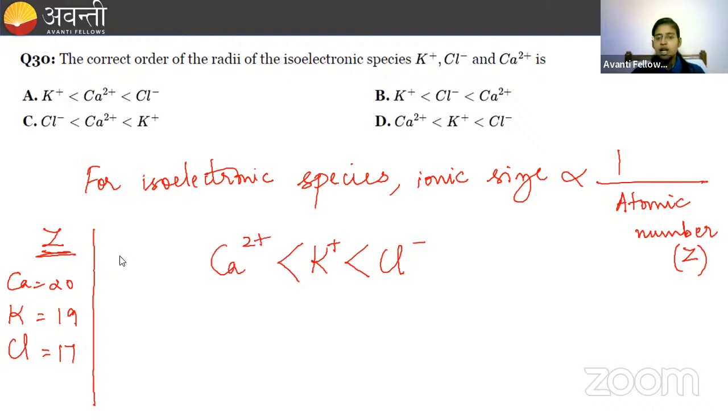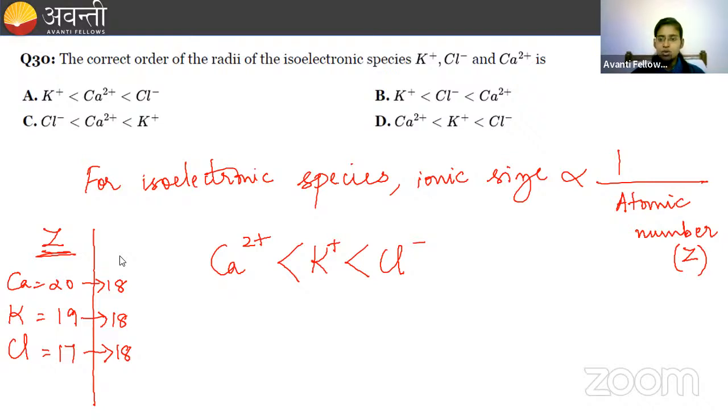Okay, so for isoelectronic species, the ionic size is inversely proportional to atomic number. All of them have the same number of electrons. Calcium is having 20 electrons, and if it loses 2 electrons, it will have only 18. Potassium has 19 electrons. If it loses 1, it becomes 18. Chlorine has 17 electrons, and if it gains 1 electron, it will become 18. So all of them are having 18 electrons.